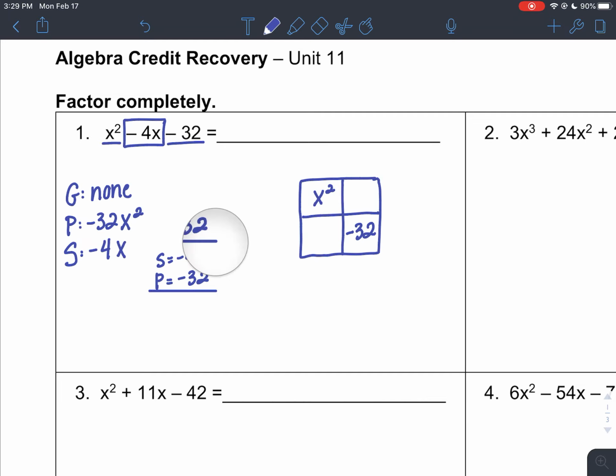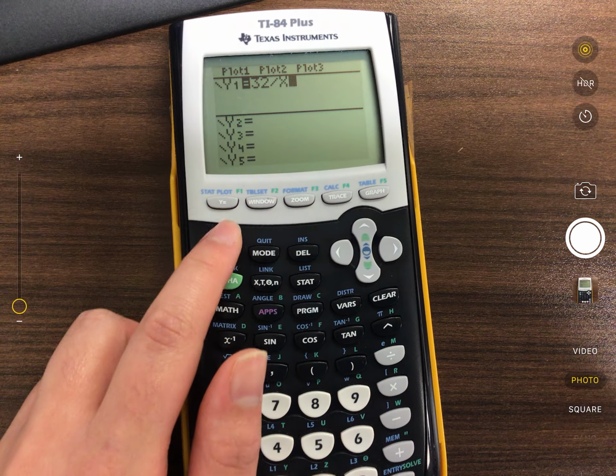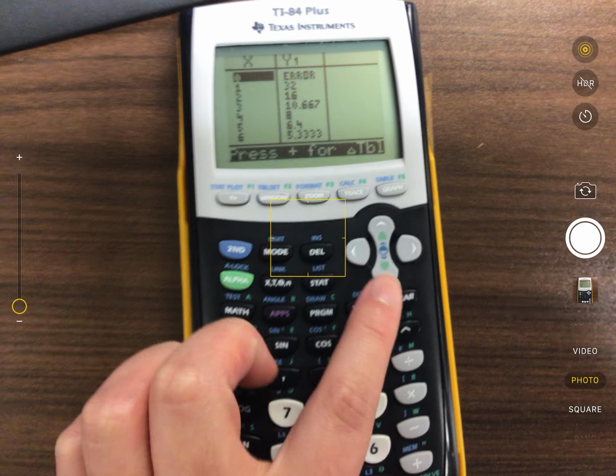Now I need to find multiples that multiply to negative 32. I always start off with 1, and here we can get 32. Right now I'm ignoring my negative signs, and I'm going to add them back in. But 1 times 32 gives me 32. To get the rest of those numbers, we can take a look at our calculator. If you go to y equals, all you have to do is write your product, 32, divided by x, and then check your table for multiples.